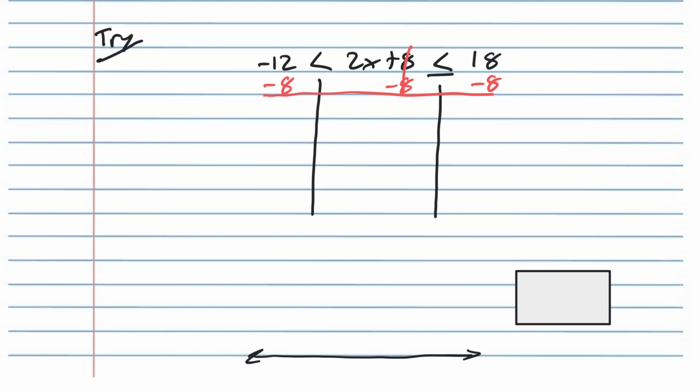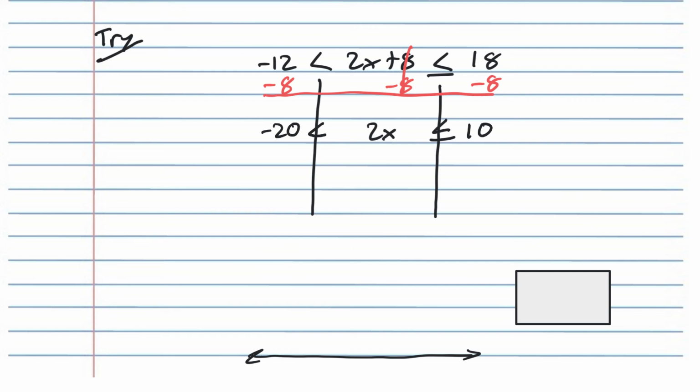Okay, leftovers. In the center, we have that 2x. We have that less than or equal to. On the right, 18 minus 8 gives us 10. And then the symbol over here. And on the left side, use a calculator if the negatives mess you up. Negative 12 minus 8 gives you negative 20.